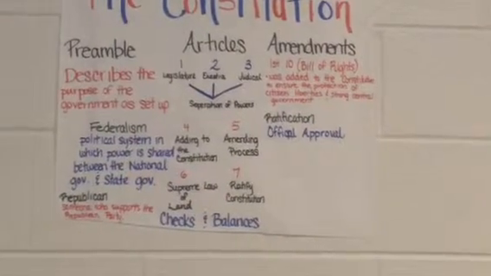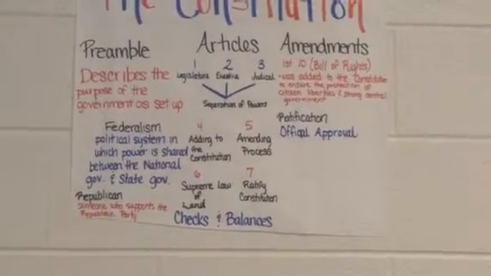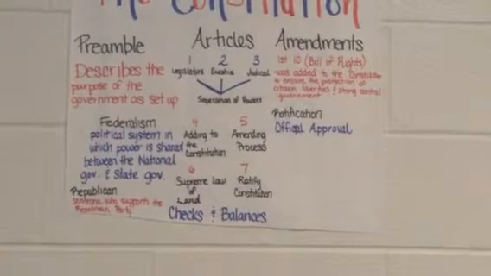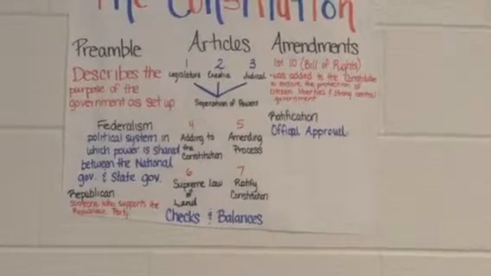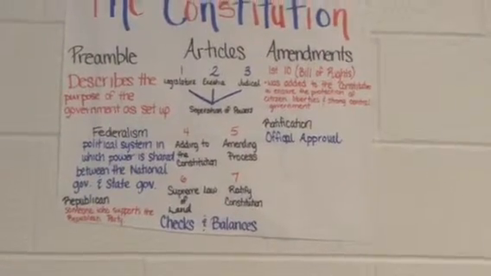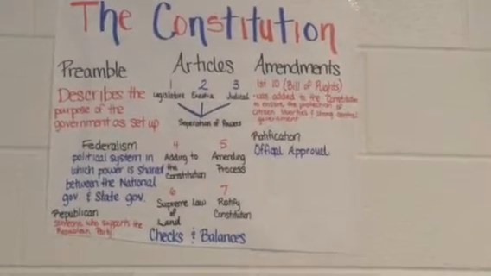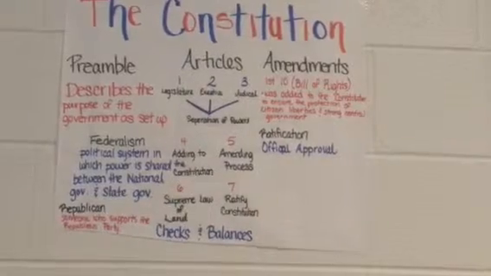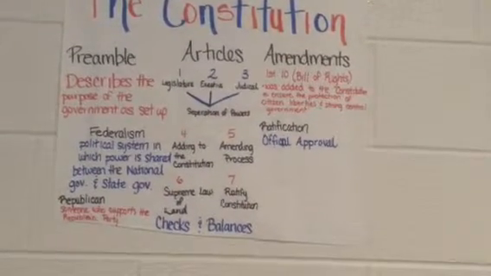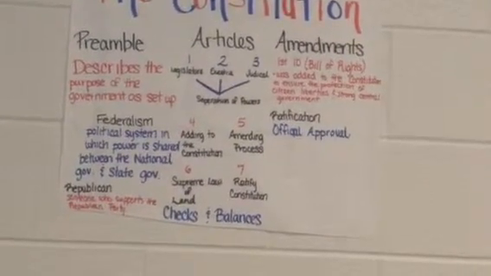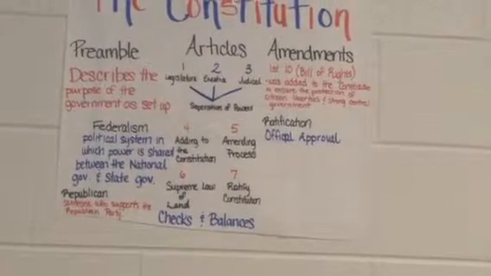Federalism is a political system in which power is shared between the national and the state government. This is important because you don't want your states to have more power than your national government. Republican is someone who supports the Republican Party, and that's one of the parties that are in the United States.